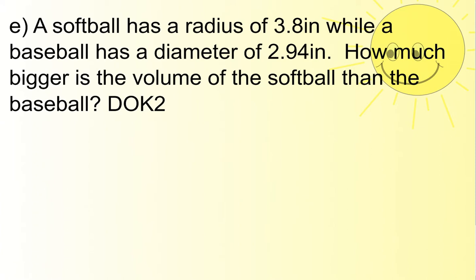Letter E. A softball has a radius of 3.8 inches, while a baseball has a diameter of 2.94 inches. How much bigger is the volume of a softball than a baseball?